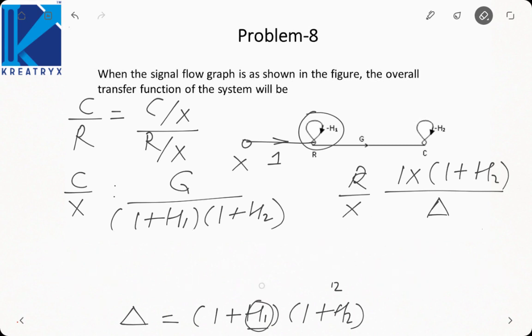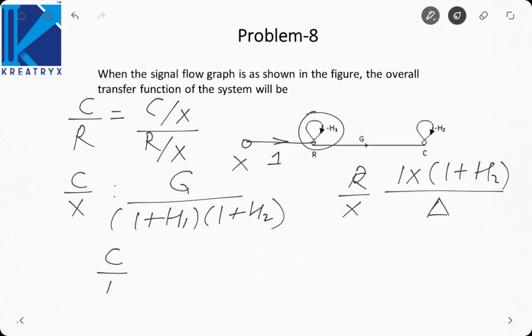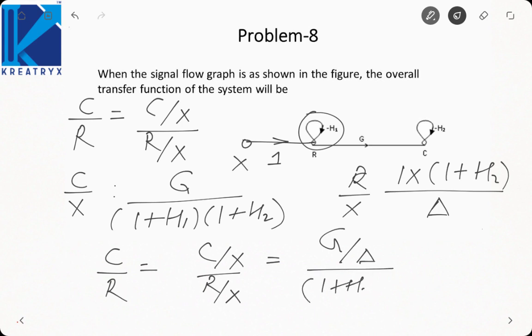So what we need to do here is, while calculating C by R, it would be C by X upon R by X, take the ratio, it would be G by delta upon 1 plus H2 divided by delta. So it would be G upon 1 plus H2.